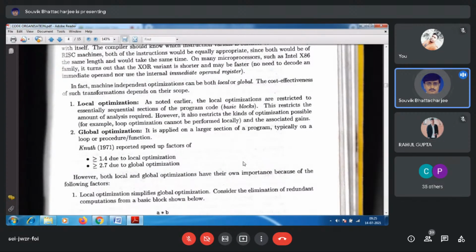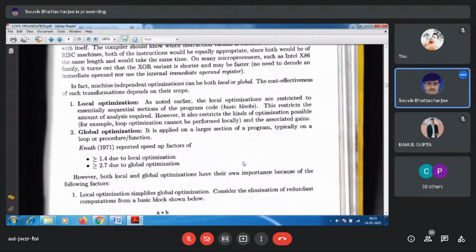And basically, what is the advantage? The advantage of basic blocks is that they restrict the amount of analysis required. However, it also restricts the kinds of optimization possible. For example, loop optimization sometimes cannot be performed locally. Why? Because if you apply the loop optimization locally in a block, that may affect another loop, or that may affect another portion of the program. And global optimization is applied on a larger section of a program, typically a loop or procedure or function.